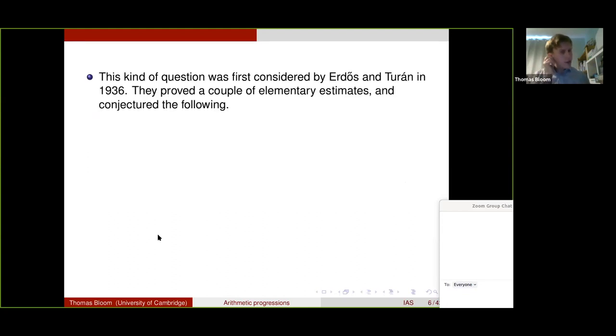And at least to my knowledge, this question was first considered by Erdős and Turán in 1936. And it's a short paper, 3 or 4 pages long, and they consider this problem: how large a set of integers can we construct without three-term progressions. And they prove a couple of elementary estimates, and most significantly, they conjecture the following.